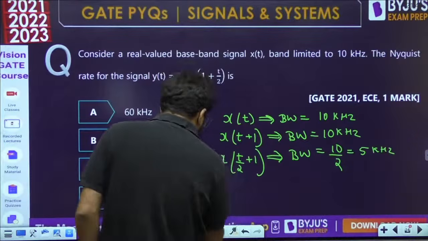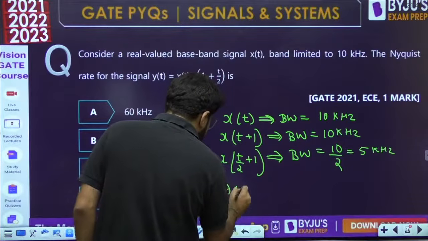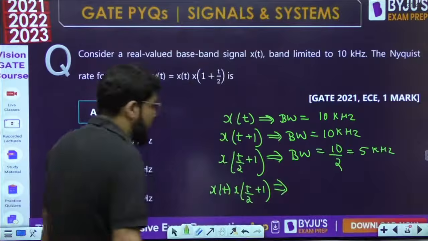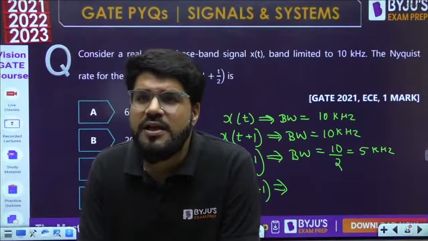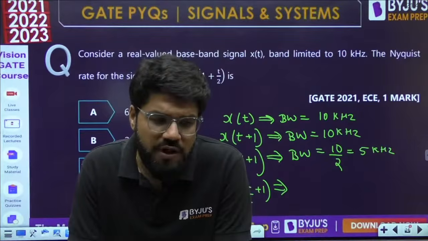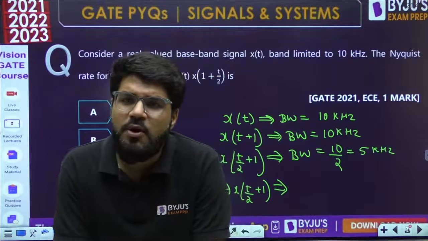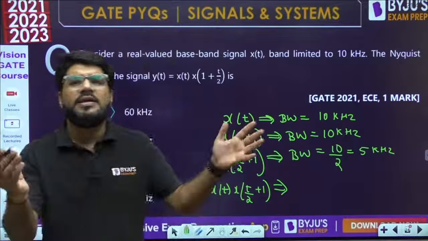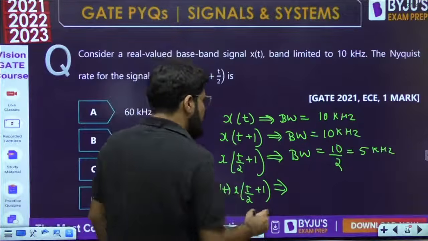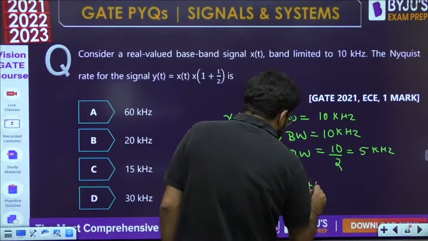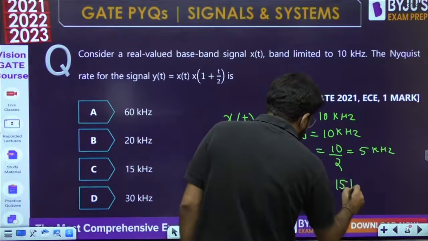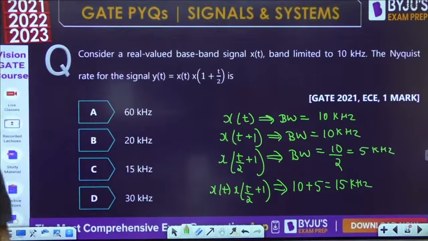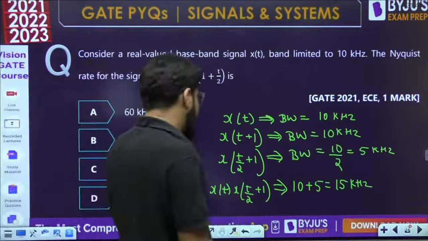Now, when the two signals are multiplied, what is the bandwidth there? These are the basic results I hope you are aware of. Whenever two signals are multiplied in time domain, their Fourier spectrum will be convoluted. There will be convolution in the Fourier spectrum, and convolution will add the duration, will add the bandwidth. So whenever two signals are multiplied, you can note down the final result: the bandwidths are added. Okay, so the net bandwidth is 15 kilohertz.